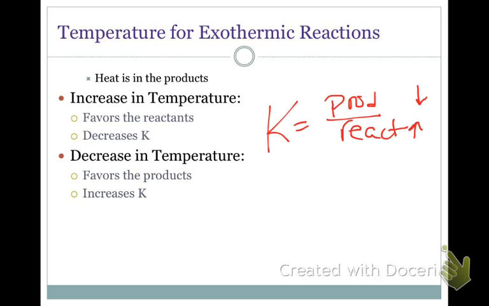Now if we decrease the temperature, meaning that if you have your pen in your hand, the product side goes up, and that favors the products. And that, of course, will increase K because, kind of going along the same lines over here, we end up having more products, less reactants. A greater numerator means that you have a greater value for K.